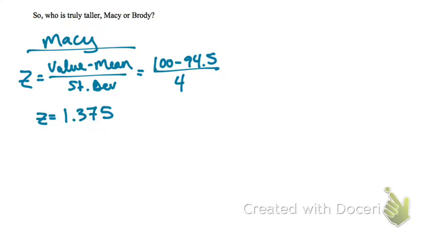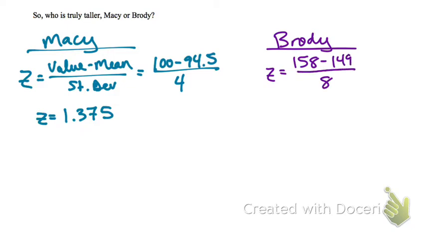We knew she was already more than 1. She's just this extra amount, 0.375. What about her good buddy Brody? Maybe they're not buddies, I don't know. Maybe they don't even like each other. All right, so what is Brody's Z-score? What is Brody's value? 158. What is the mean of Brody's distribution? 149. And what is the standard deviation of Brody's distribution? And what is Brody's Z-score? 1.125.